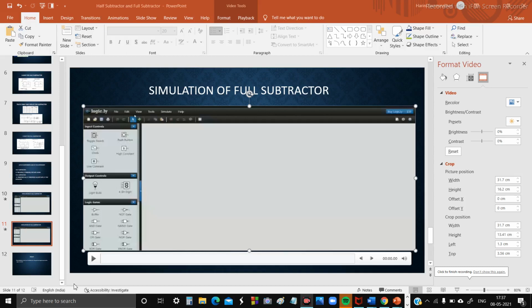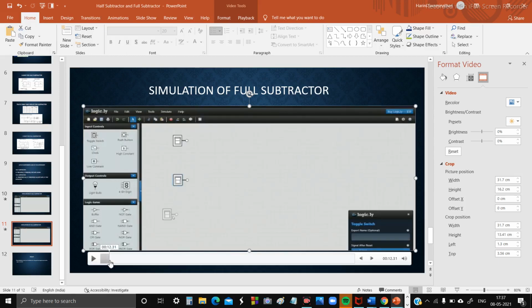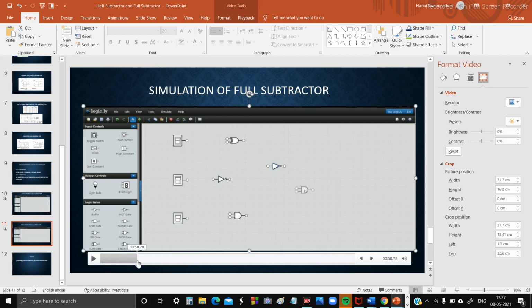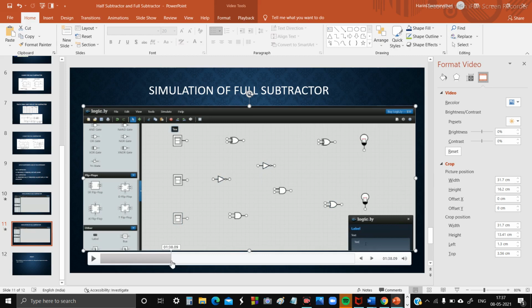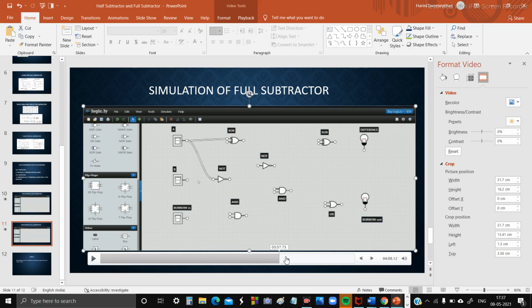Next, we are going to look at the simulation of full subtractor. We are using 3 toggle switches, 2 XOR gates, 2 NOT gates, 2 AND gates and 1 OR gate. We are also using 2 bulbs for output. We are naming it as shown here, and finally connecting all the gates according to the circuit given in the presentation.